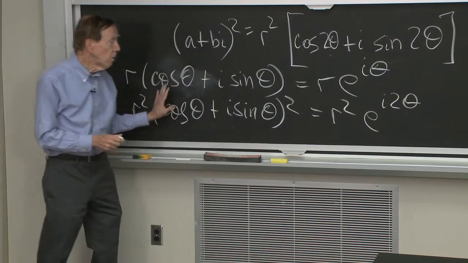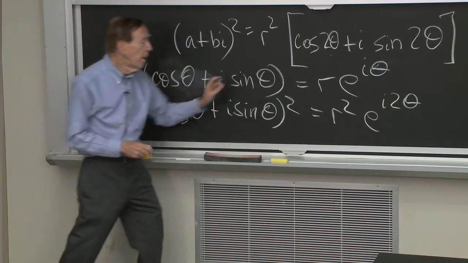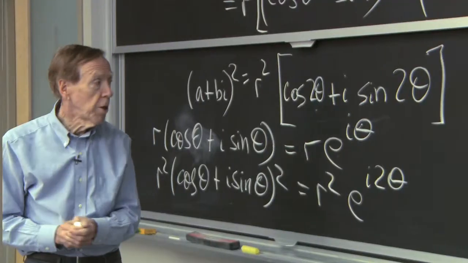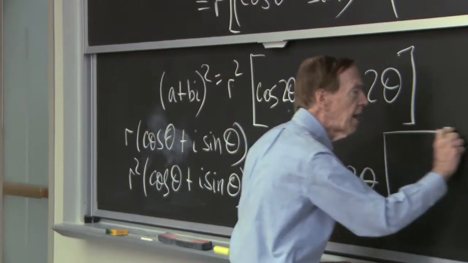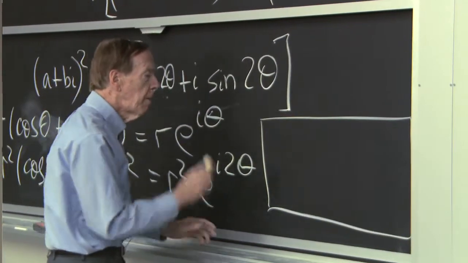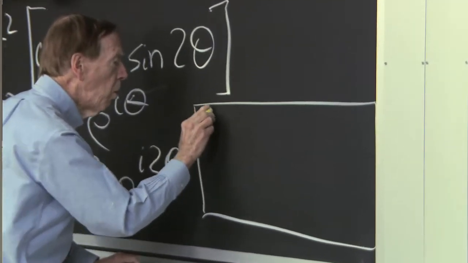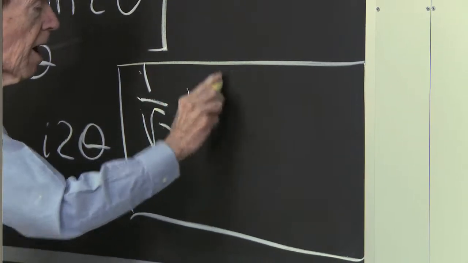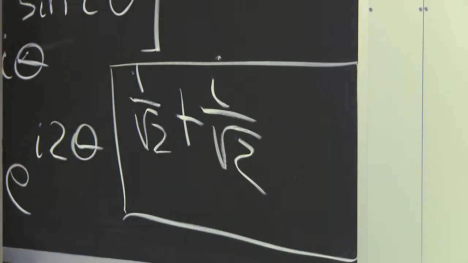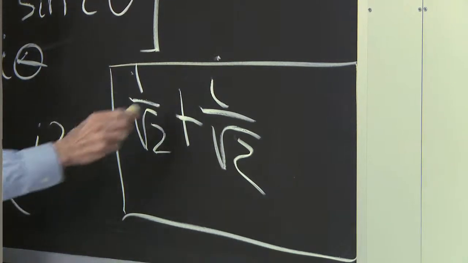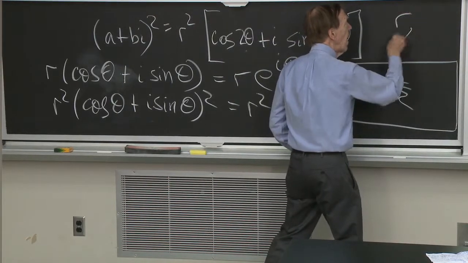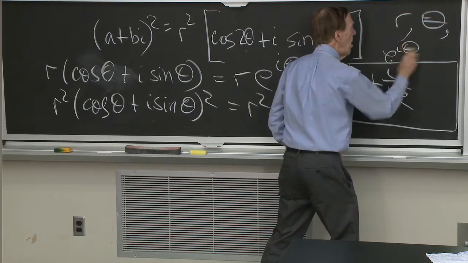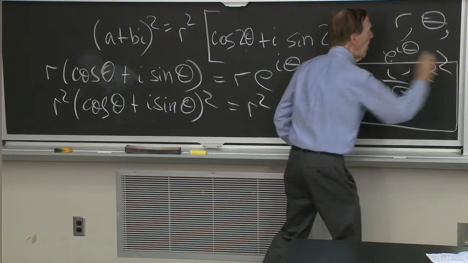So this is the way to multiply. Multiply distances, add angles. So let me leave you with a specific example then. Take our favorite number, z, that number we've been calling z, 1 over the square root of 2 plus i over the square root of 2. So you can see a, you can see b. Find r, find theta, and find e to the i theta, and find z squared.